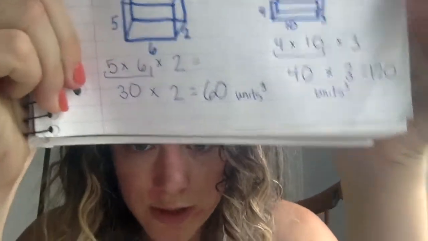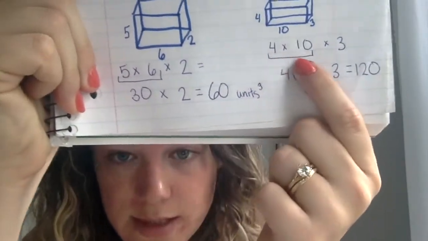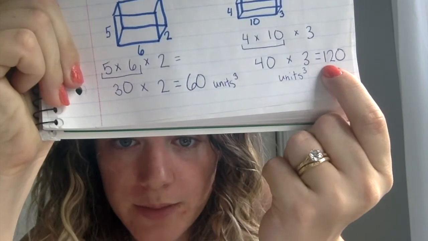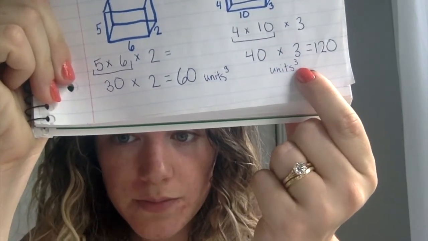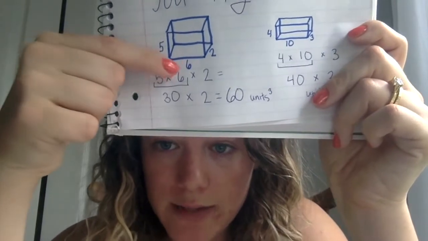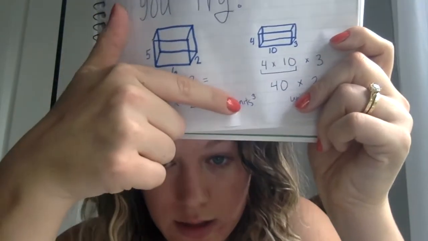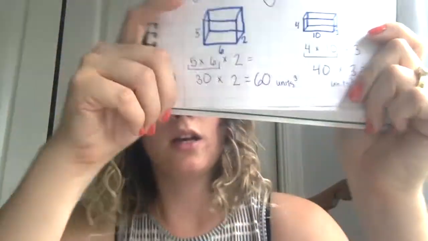I hope you're finished. I would like to show you my work. So right here on our first one, we have 4 times 10 is 40. We said 40 times 3 is 120. And I wrote units cubed. Okay? And on this side, we have 5 times 6 is 30 times 2 is 60 units cubed. So that is how we solve for volume. Next, we are going to move on to a more difficult problem where you're going to have to use your critical thinking skills. So get ready.